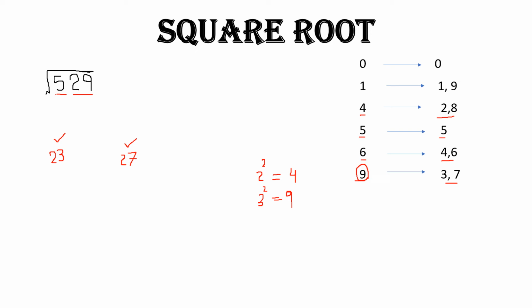Now you have chosen 2. Now you will take the number next to 2, that is 3. You will multiply 2 with 3. If you multiply them, you have the answer 6. And 5 is less than 6. That means the correct answer is 23.